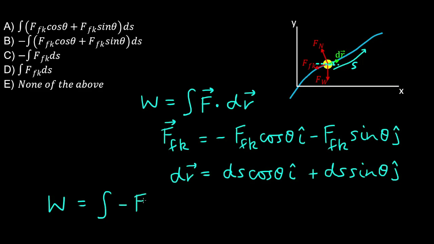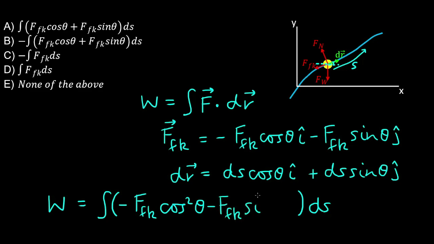So we have minus F_fk cosine theta by ds cosine theta. So we have cosine squared theta multiplied by ds, which will factor out, and minus the magnitude of the kinetic friction force by sine theta by ds sine theta. And cosine squared theta plus sine squared theta is 1 by the trig identity. So the correct answer is C, as the kinetic friction force does work against the motion of the particle.